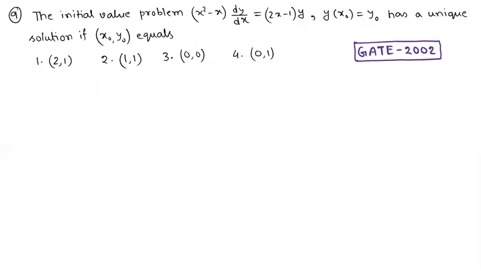The initial value problem (x squared minus x) dy/dx equals (2x minus 1) y, with initial condition y(x0) equals y0, has a unique solution if (x0, y0) equals... We have to find out the value of the point (x0, y0). This question has been asked in GATE 2002. Now last question.